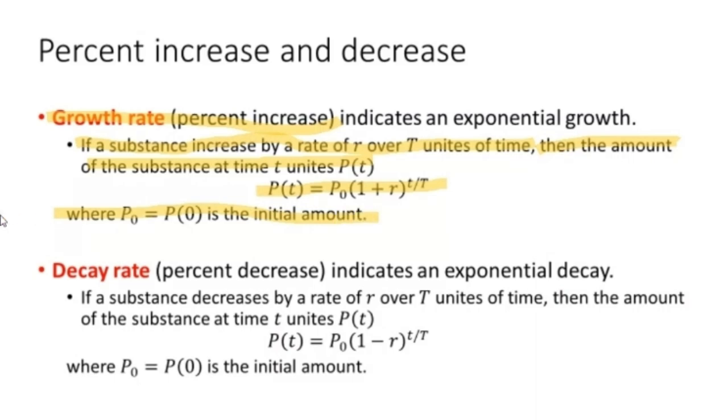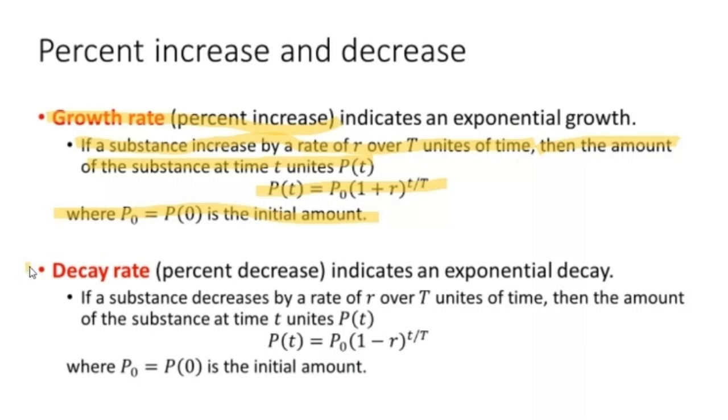The reason why our base is 1 plus r is that the way we would calculate how much substance we gain over those T units of time is we would multiply our initial population by r and then add that to the initial population. Well, if we factor out the initial population, we would be left with P sub 0 times 1 plus r. So effectively, every T units, we would have to multiply by 1 plus r. And our exponent t over T refers to how many opportunities our population has to increase by our rate.